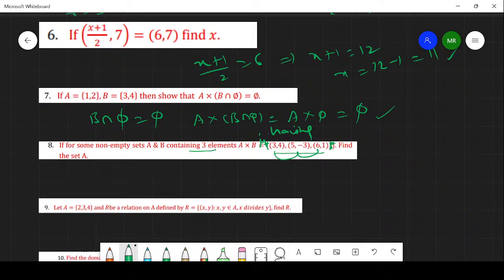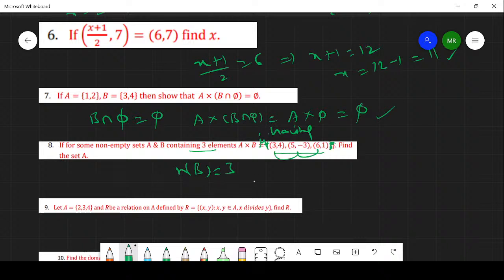So what is the set A? But B has 3 elements, right? That is the reason they mention here n of B is equal to 3. So definitely the elements of A we can find now. n of B is equal to 3, and in A cross B these are a few elements of that.